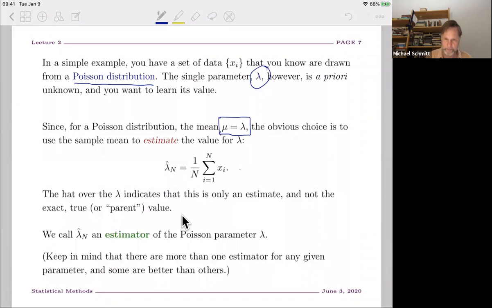That's what this is here, all right? So the hat over the lambda says that it's an estimate or an estimator, not the true value, which does not have the hat.